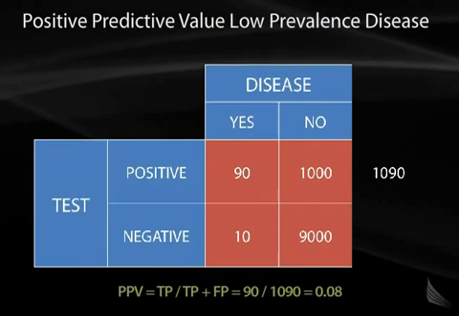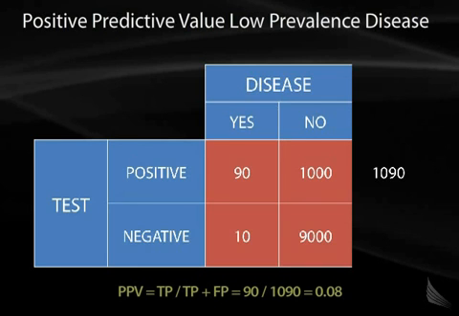What about a disease that has low prevalence? If we go back to the hypothetical data described earlier of a disease of low prevalence and compute the positive predictive value, we find that the PPV is now 90 divided by all of the positives, which is 1090, and we have a PPV of 0.08, or 8%.